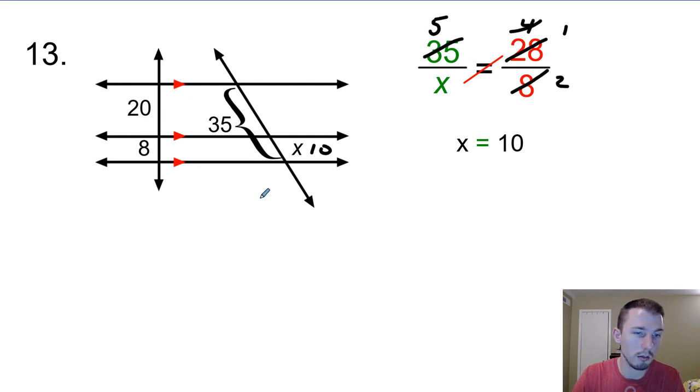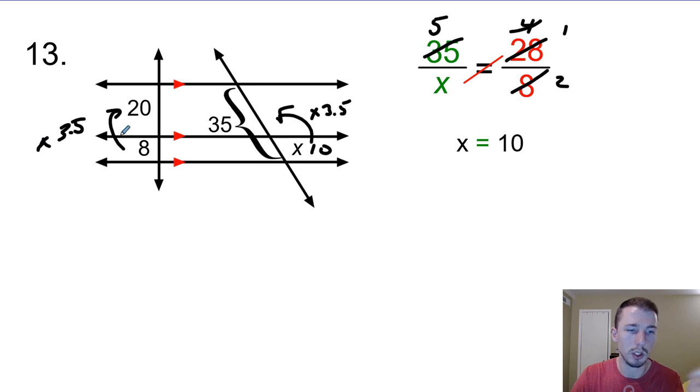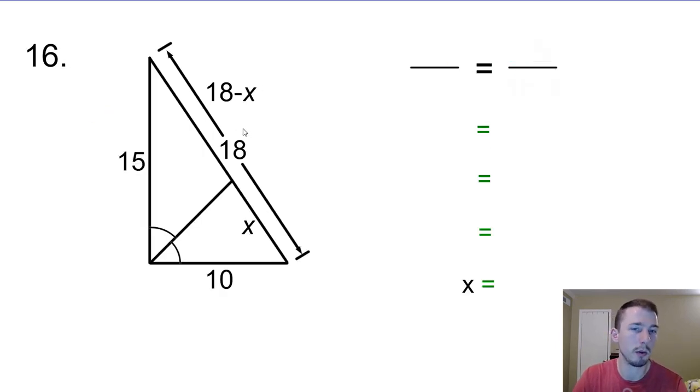And yeah, looks right. I don't think there's an easy scale factor. It's times 3.5, right? So 10 times 3.5, and 8 times 3.5 should also give us 20, and it will because they're proportional. But that's one where you probably won't be able to see the proportion. You just need to set up a proportion instead of doing a scale factor.